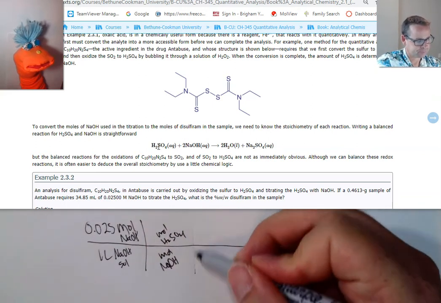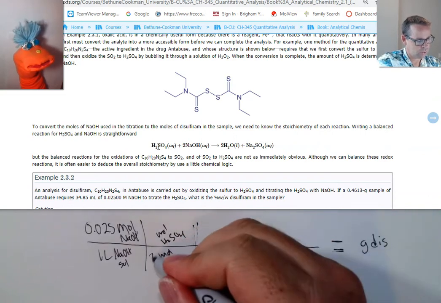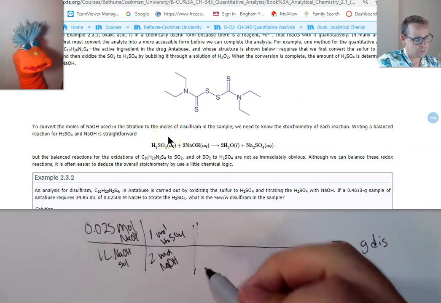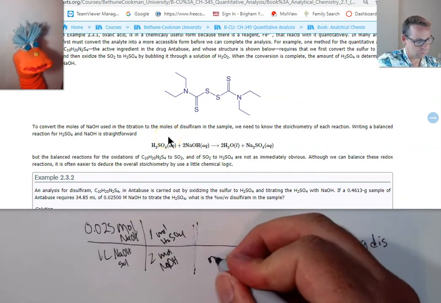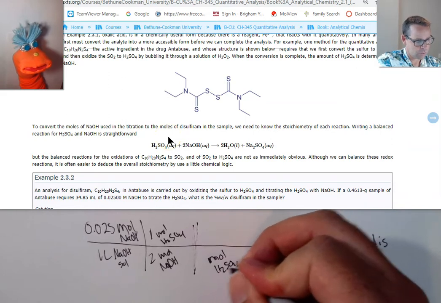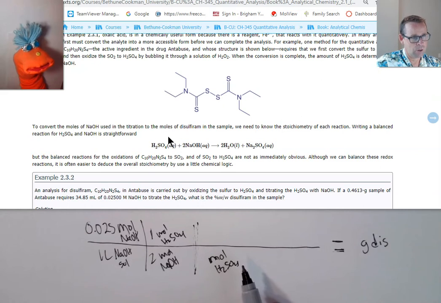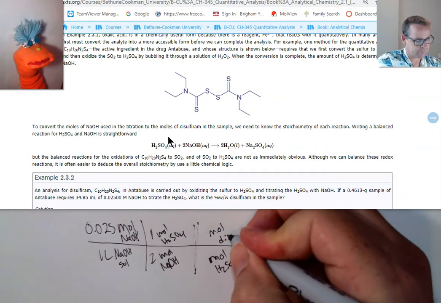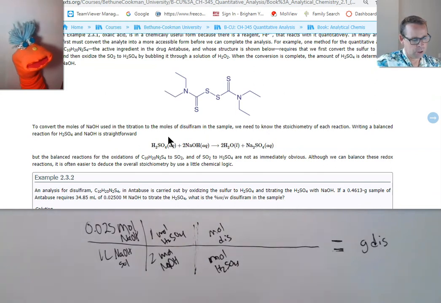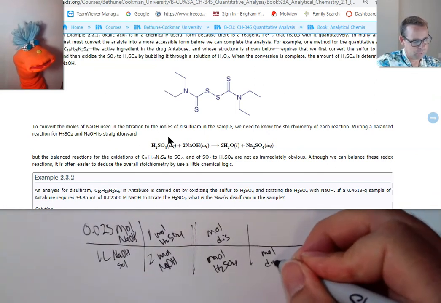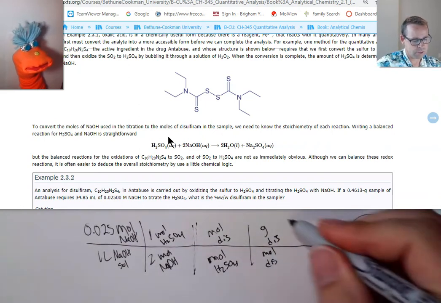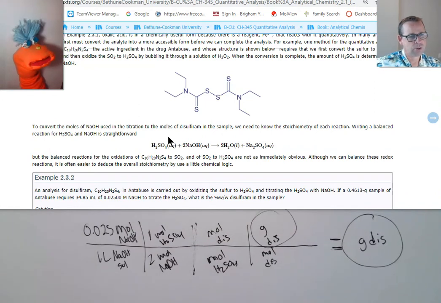Very good. And that's 2-to-1. 2 here to 1 there. Is that right? Yeah, that's what the equation told us. Excellent. So now I'm in moles of H2SO4. Now where am I going to go? Did you say 4-to-1 disulfiram? Very good. So I'm going to go moles of disulfiram, right? Yeah, okay. And then moles of disulfiram to grams of disulfiram. Very good. So I'm in grams of disulfiram. Is that it? Yeah, I think that's it.